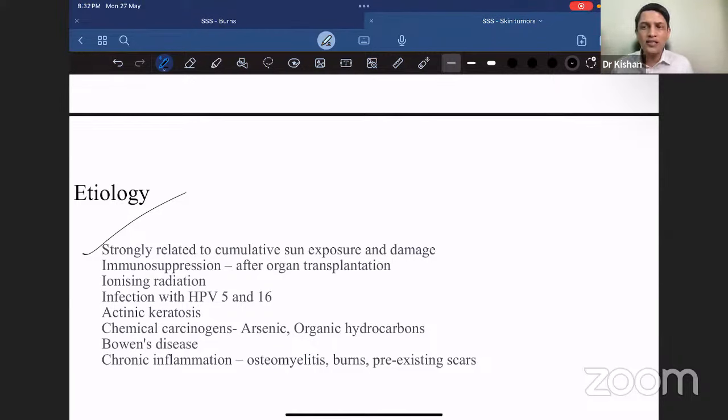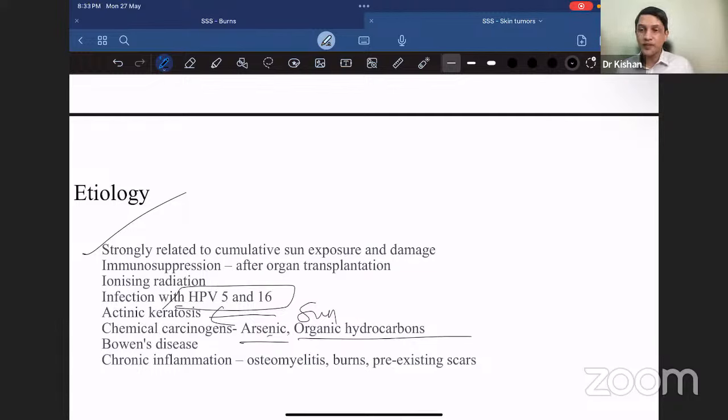Any harmful ionizing radiation can trigger SCC. I told you some HPV warts can further progress to become SCC, like HPV 5 and HPV 16. Actinic keratosis, or solar keratosis, from the sun. Chronic sun exposure can result in solar keratosis or actinic keratosis that can result in SCC. Some chronic exposure to carcinogens like arsenic or hydrocarbons, coal tar, etc.